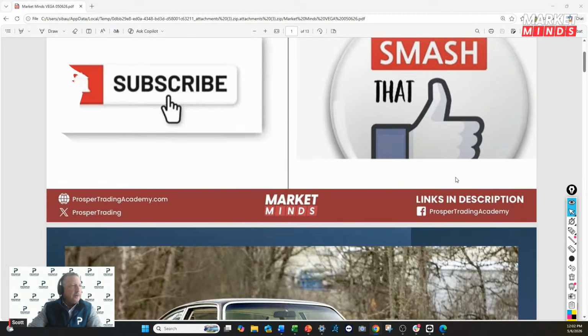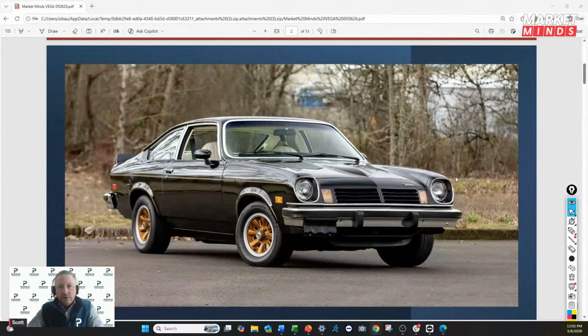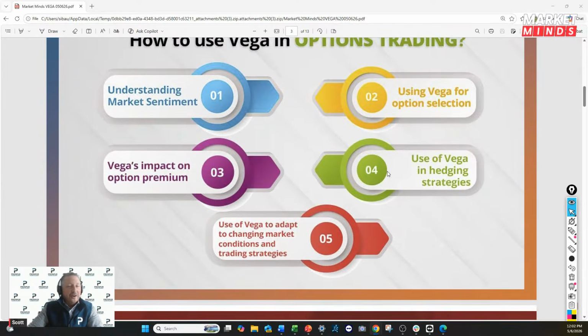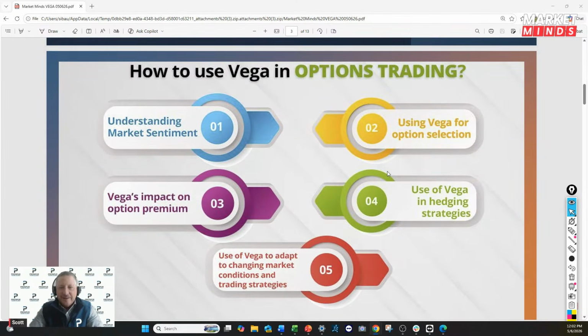Well, today, everybody, who knows what that is? If you're old enough like me to know what that is, yeah, that's a Chevy Vega. That is a Chevy Vega. And so we are going to talk about Vega. We are going to talk about what Vega is.